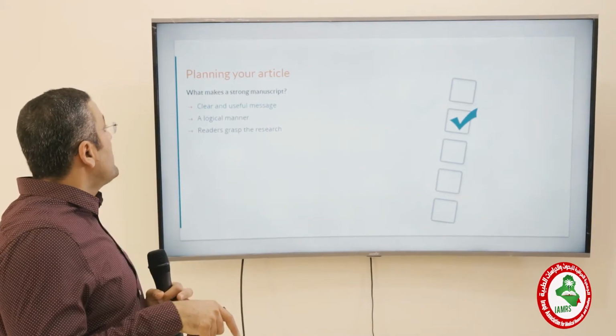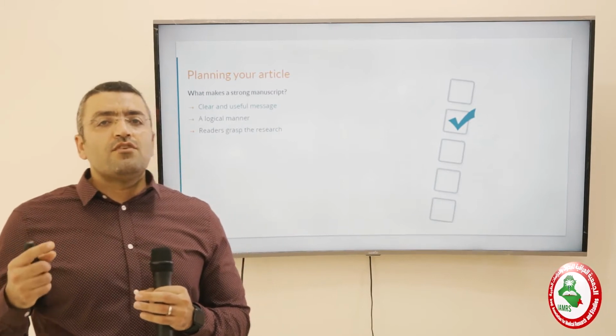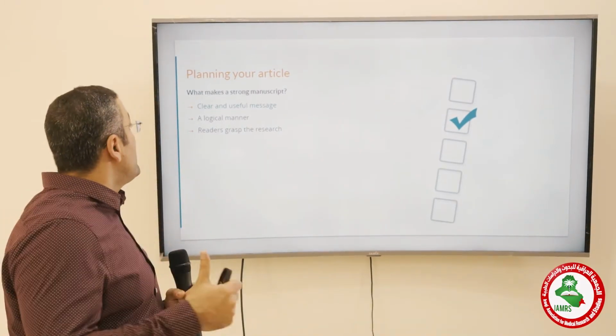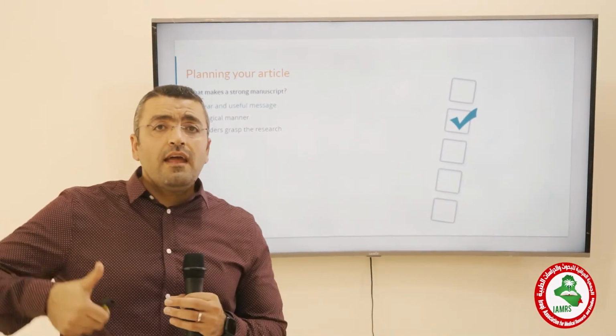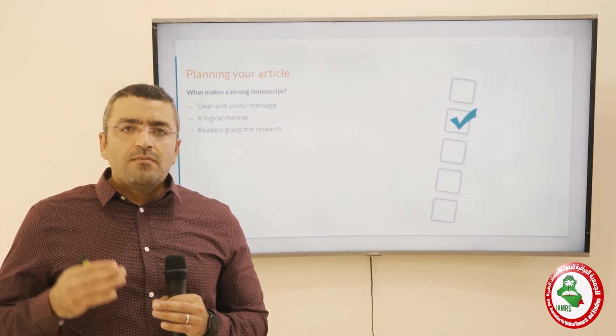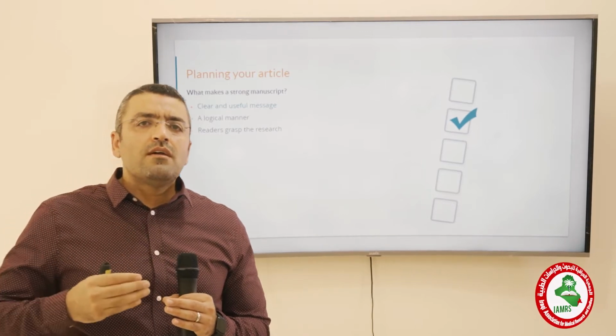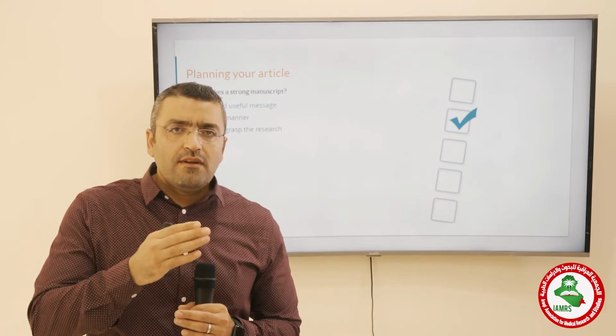So still we are talking about how to plan the article. What makes the manuscript strong or robust? First of all, it should have a clear and useful message. By clear and useful message, we mean that your target and endpoint are very clear. You want to convey a very clear message to the reader.